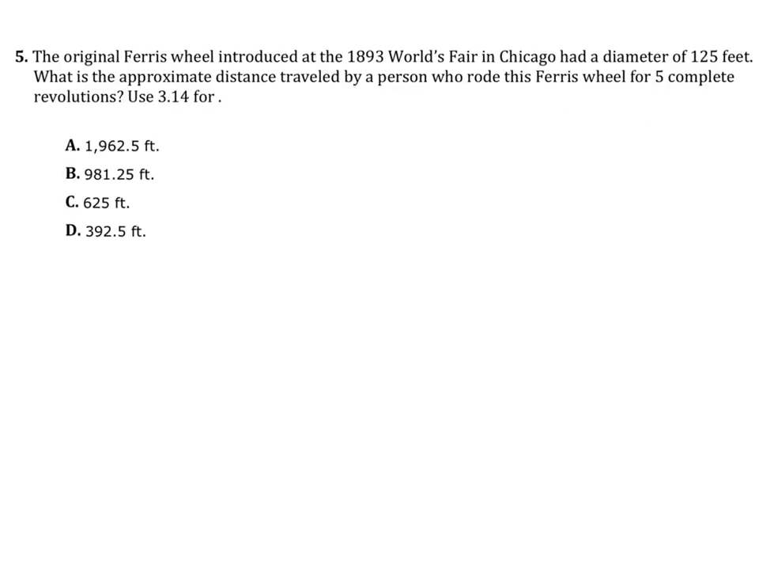Number 5 says the original Ferris wheel, introduced at the 1893 World's Fair in Chicago, had a diameter of 125 feet. So I want to go ahead and draw that. So we have the circle, diameter all the way across is 125 feet. What is the approximate distance traveled by a person who rode this Ferris wheel? 5, that's very important, complete revolutions. That's another important keyword. We know revolutions means circumference, because revolution is on the outside of the circle. So we're looking for circumference given diameter.